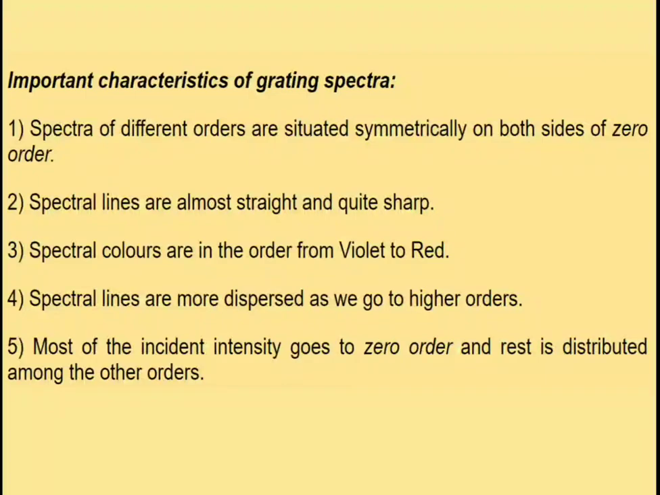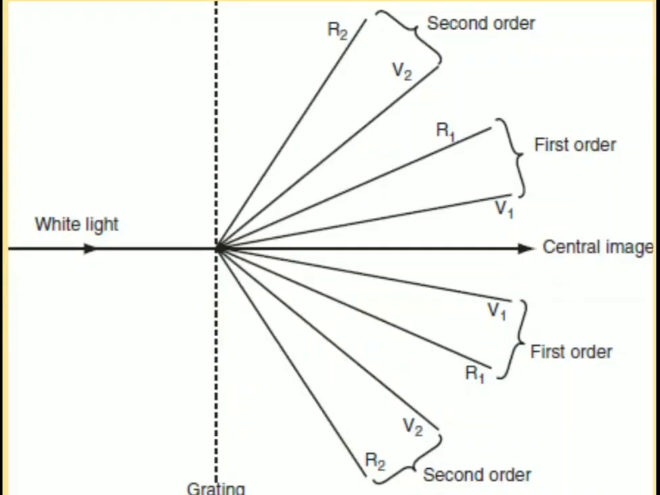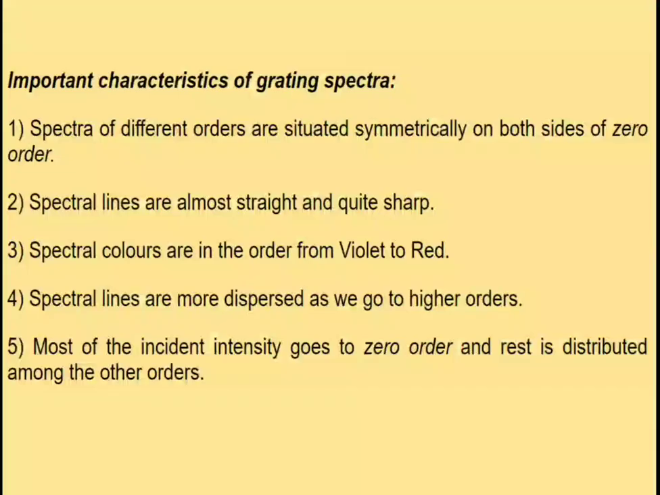And what are the important characteristics of the grating spectrum? The spectra of different orders are situated symmetrically on both sides of the zero order. Whatever we discussed here, this is the zero order. On both sides of the zero order there exist different orders symmetrically, and the spectral lines are almost straight and quite sharp. The spectral colors are in the order of violet to red.